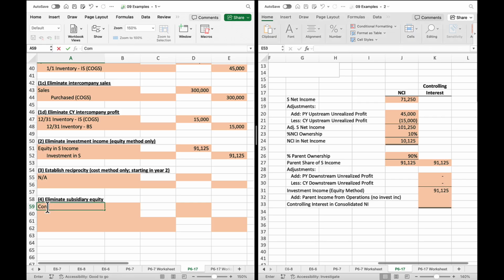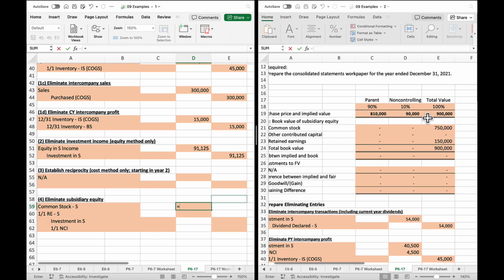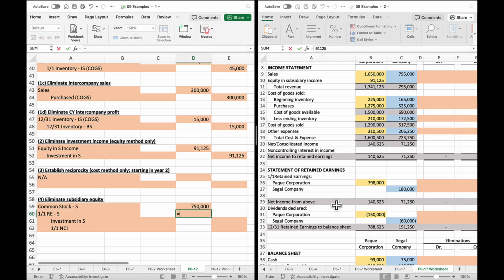So we're going to debit common stock of S, 1-1 retained earnings of our subsidiary. We're going to credit investment in S and 1-1 non-controlling interest. As we saw previously, common stock is still going to match our CAD. 1-1 retained earnings is not. So we're going to go peek over on our worksheet and we see that it's $180,000.